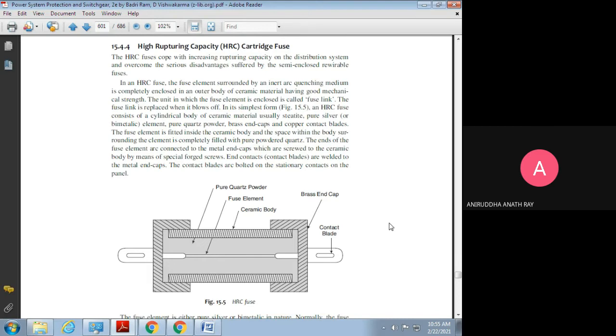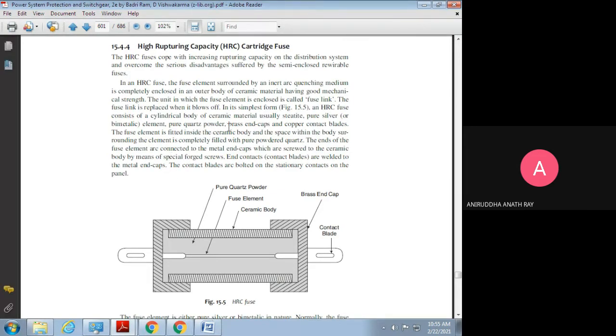In its simplest form, an HRC fuse consists of a cylindrical body of ceramic material, usually steatite, as you can see over here, with a pure silver or bimetallic element.